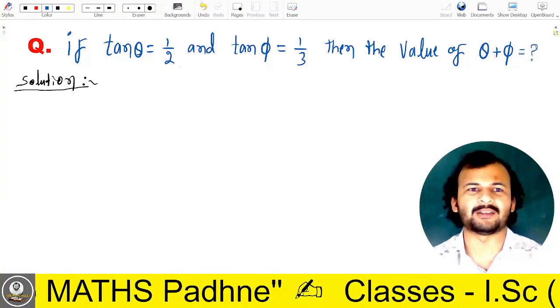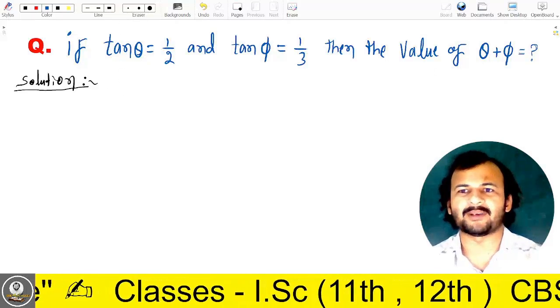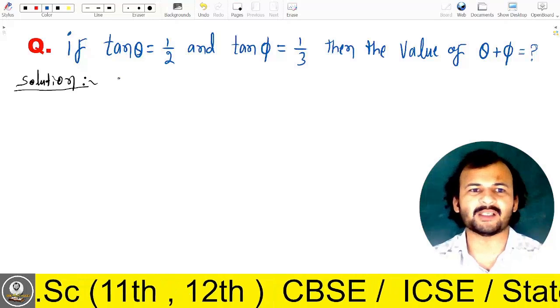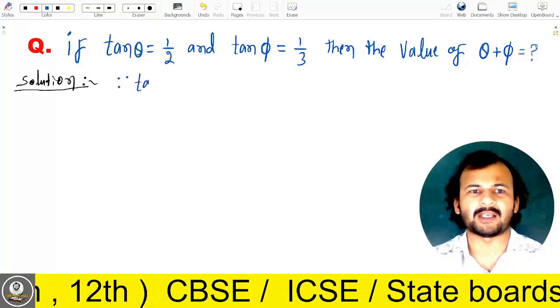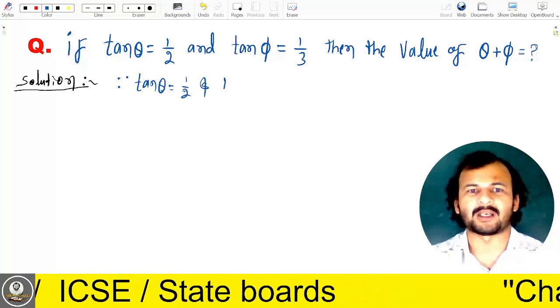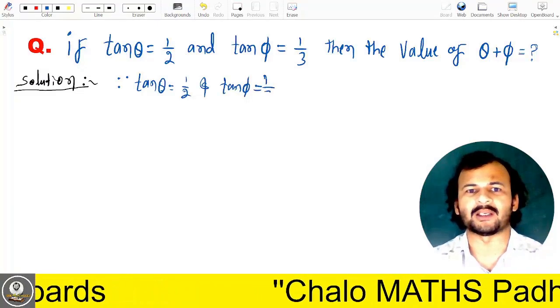Let us start its solution. To solve it, first we find tan(theta plus phi), right? Since tan theta is given as 1 by 2, and tan phi is equal to 1 by 3, right?